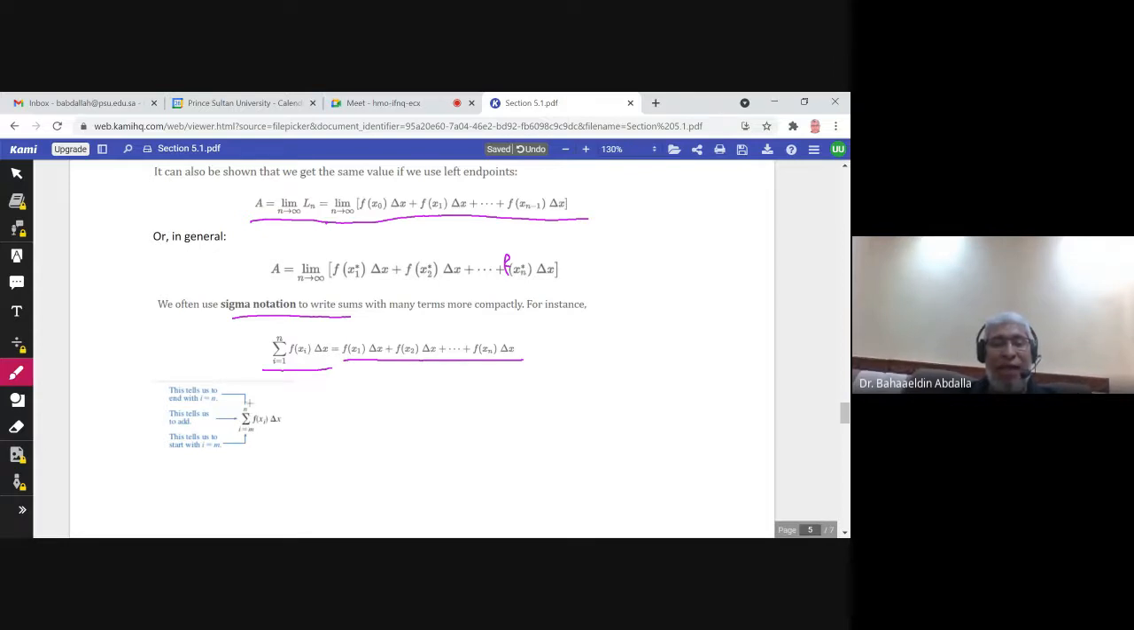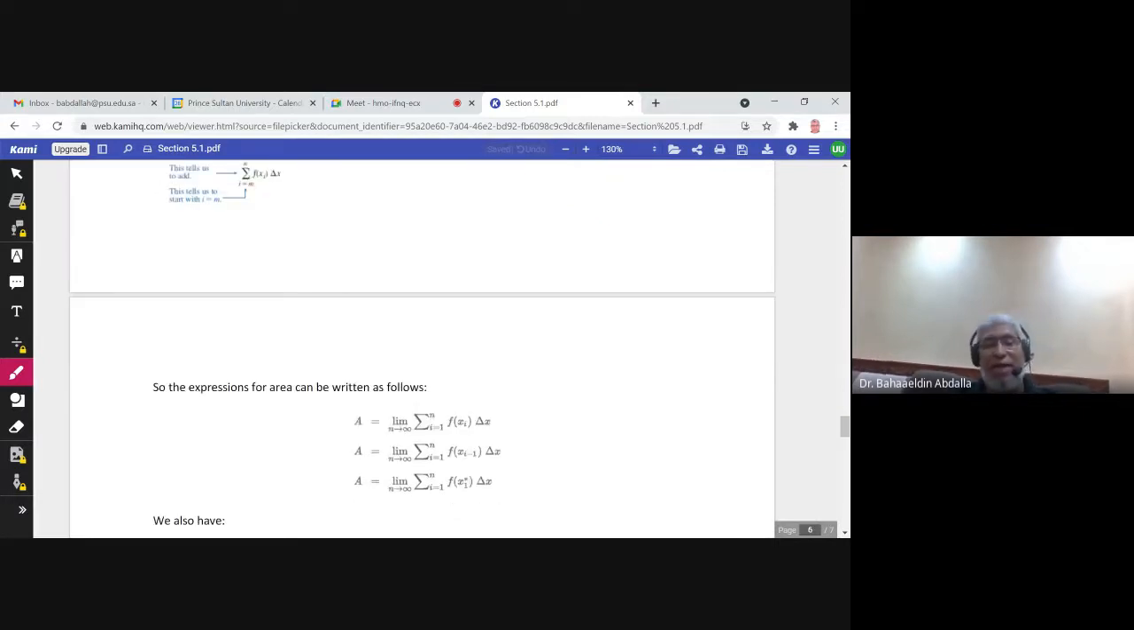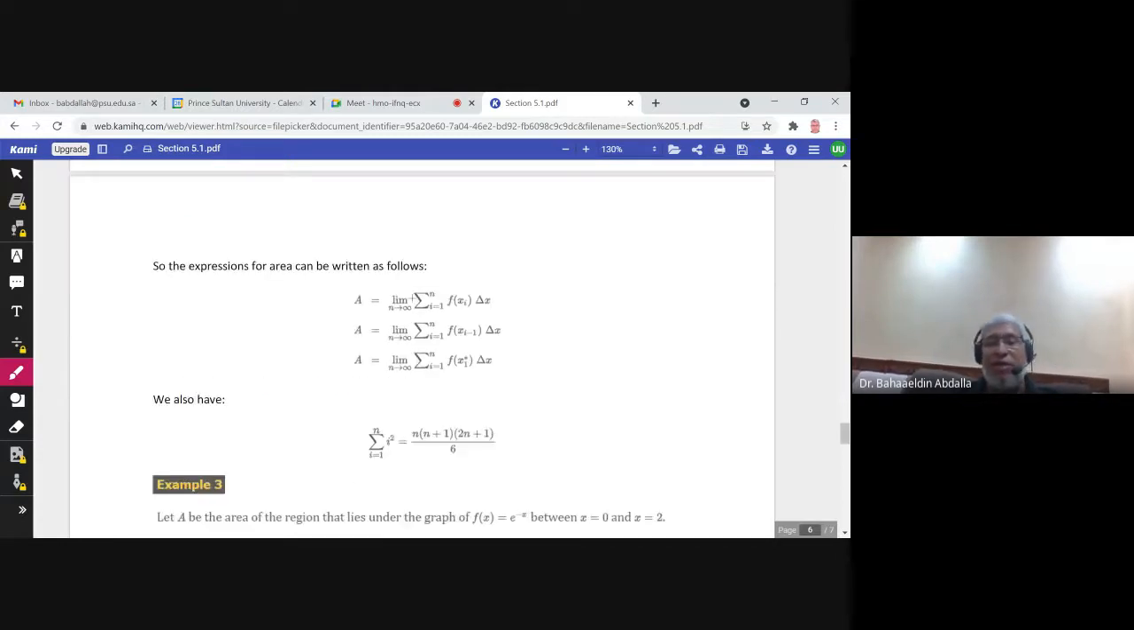n tells us to end with i equals n. m tells us to start with i equals m. So we start at i equals m, we end at i equals n, and we add. This is the meaning of sigma notation. So we can rewrite the area like this: it is the limit of the sum of f of xi delta x. If you start from 1, this is the right endpoint.